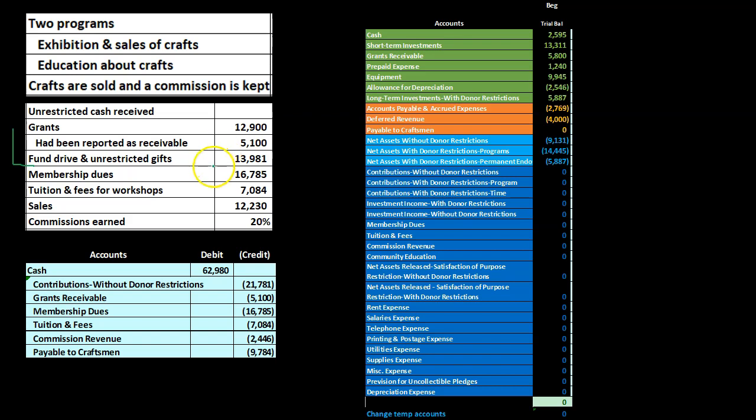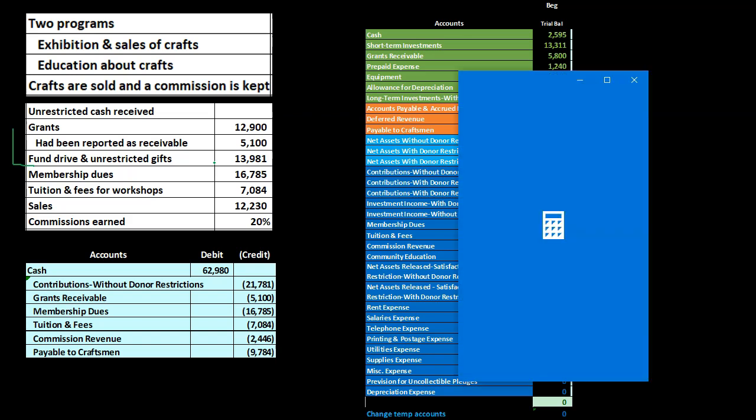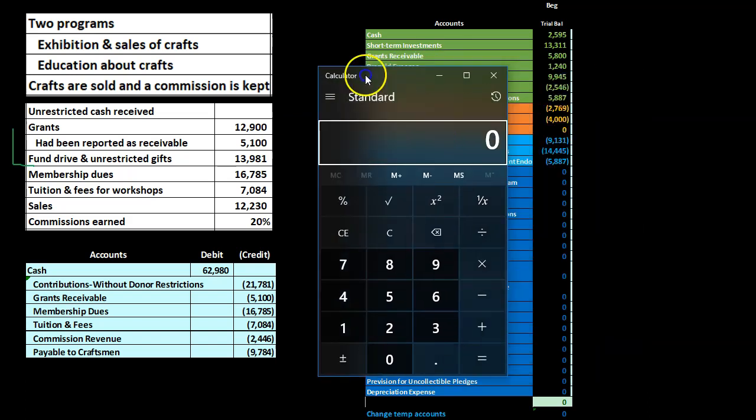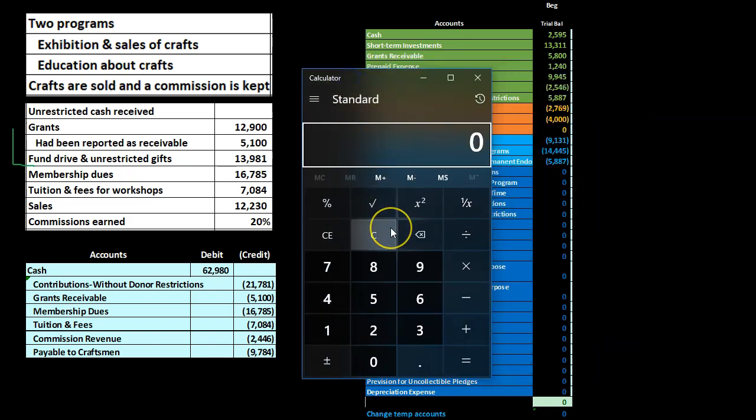Then we have the fund drive and unrestricted gifts. That is going to be another form of revenue, given the fact that we're a not-for-profit organization. That's how we basically earn revenue. That's a revenue type of transaction, or the equivalent of that. It's going to be increasing a revenue type of account. Therefore, we know that cash is going to be the debit. So we're going to say cash is here, but in essence, we're going to think about that last. It'll be the sum of all of these transactions.